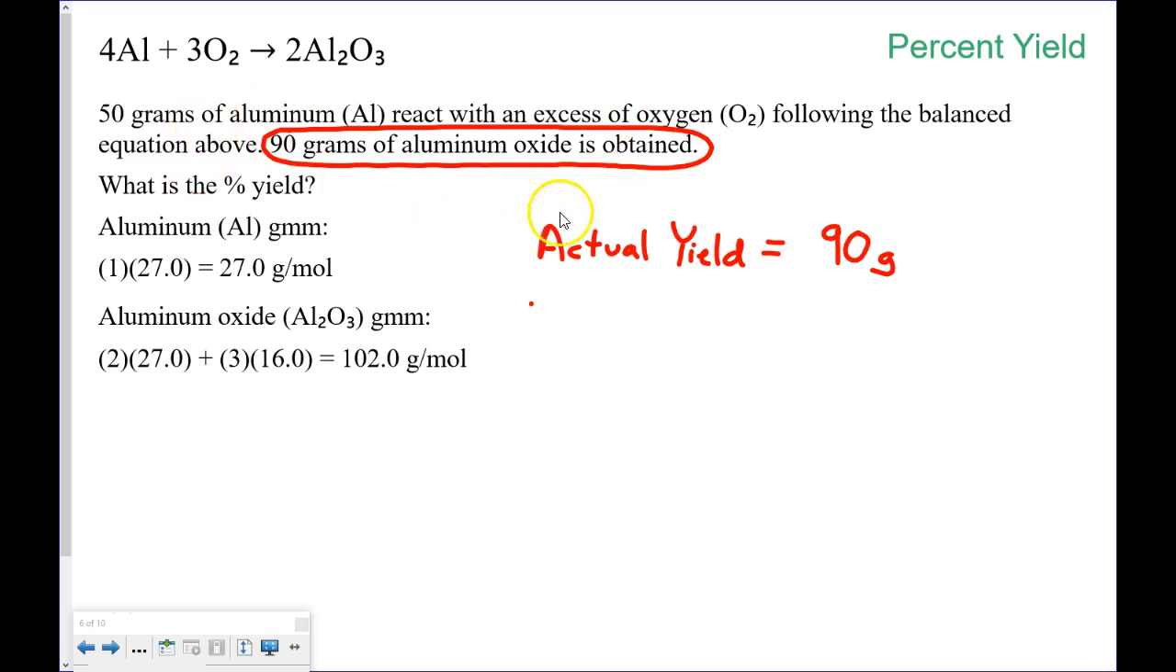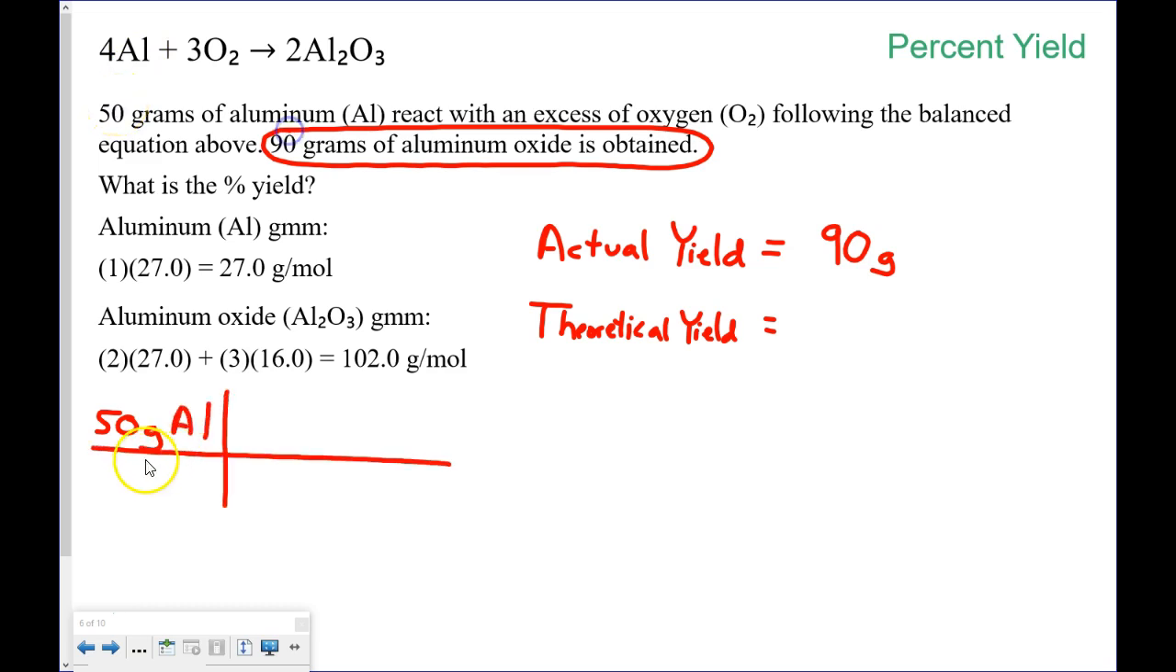This is always going to be given in a percent yield problem. They're going to tell you what you have. The theoretical yield is the unknown. That's what I need to do. So I'm going to start with 50 grams of aluminum. I'm not even going to worry about the oxygen here. I'm just going to treat that as an excess. So 50 grams of aluminum with an excess of oxygen.